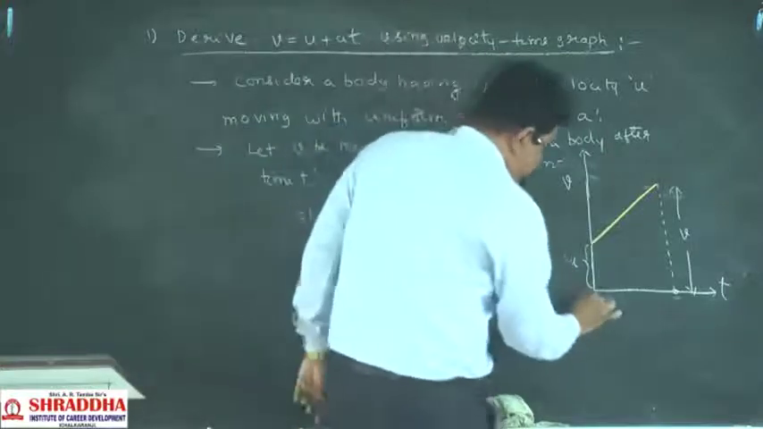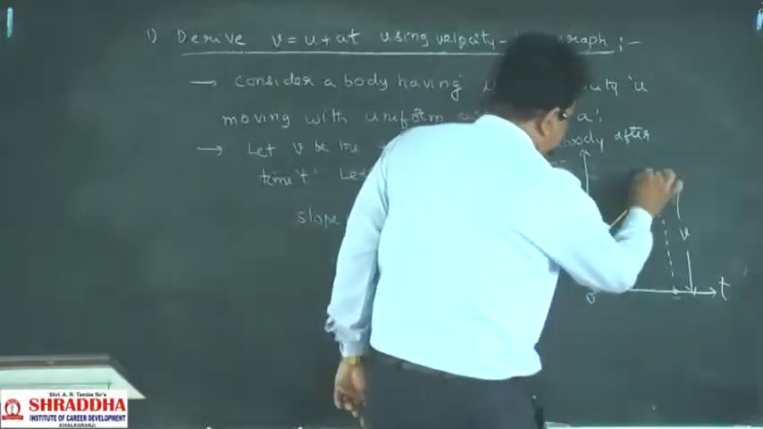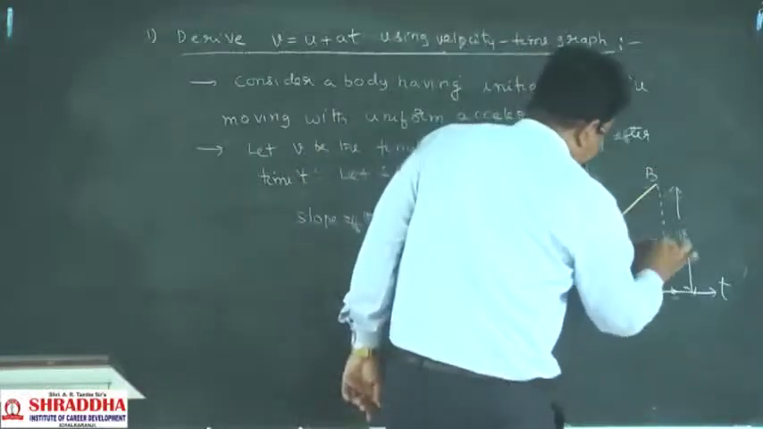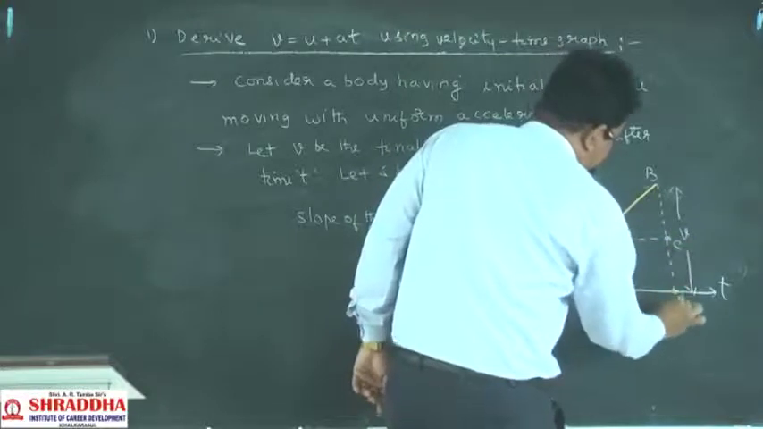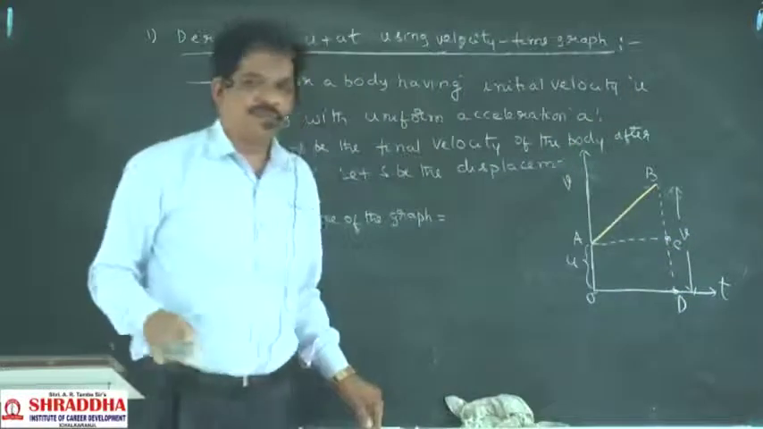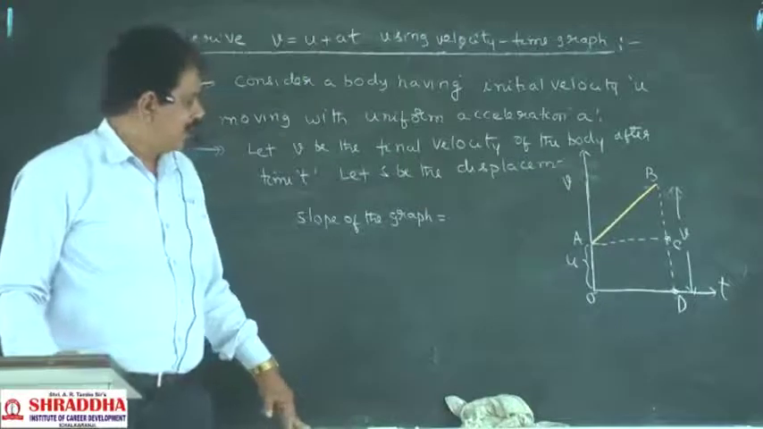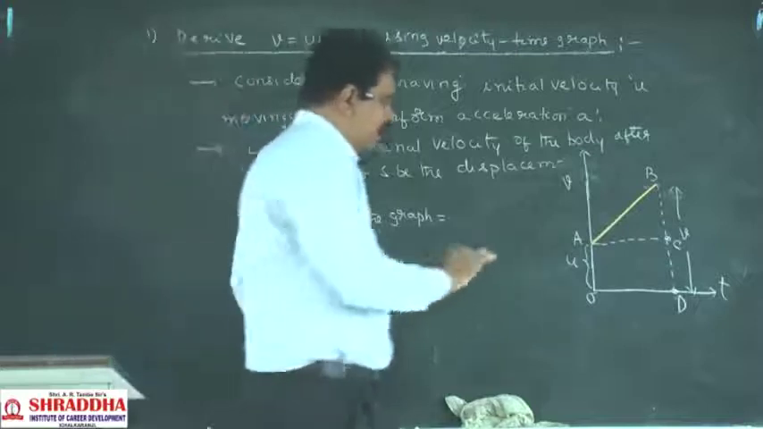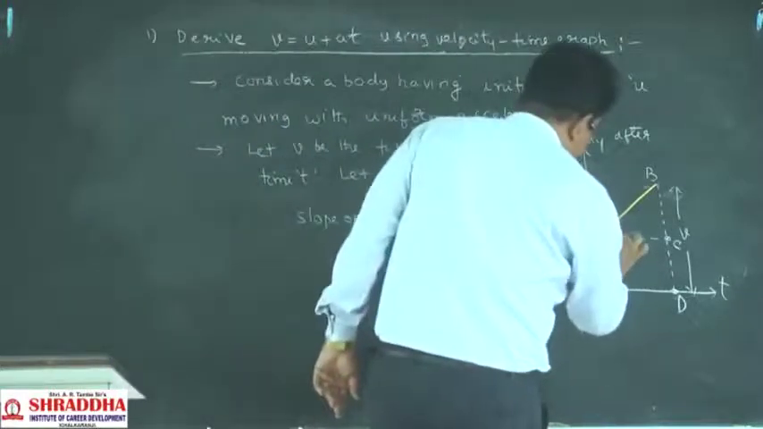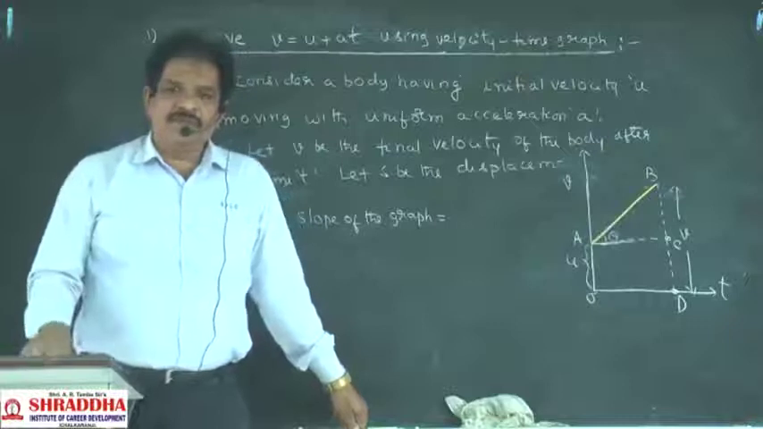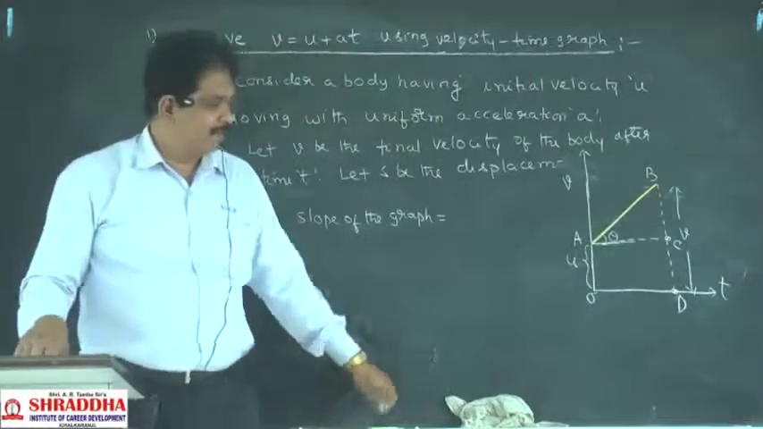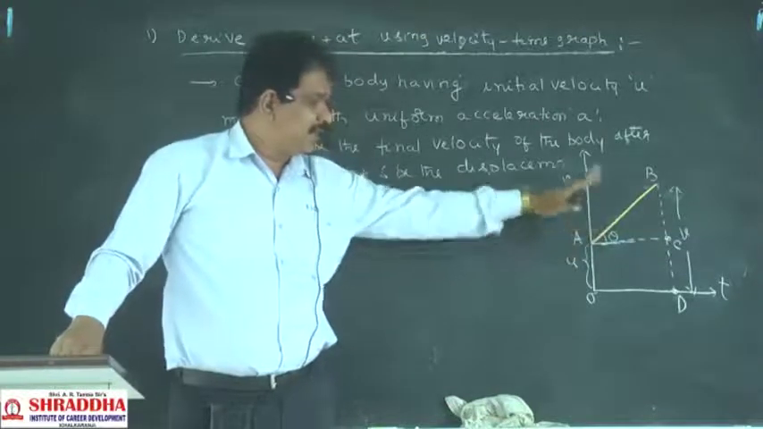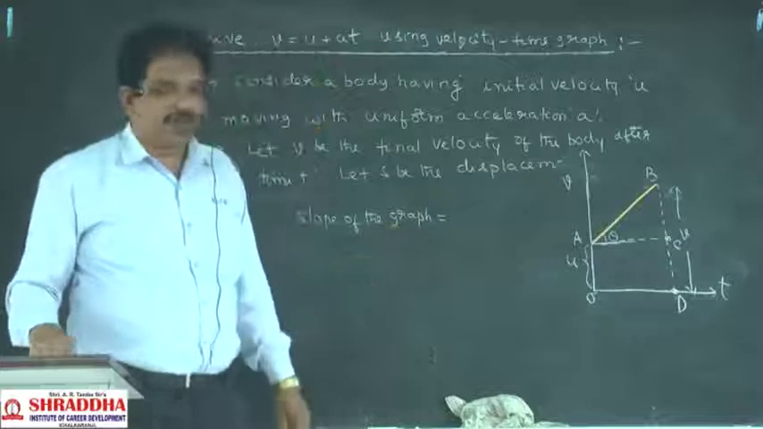I am taking this as O, this as A, this as B, and I am drawing a parallel line for this. This is C, this is D. Then what is the slope of the graph? Slope is equal to tan theta of that angle. If we assume this angle is theta, tan theta will be called the slope of that graph.